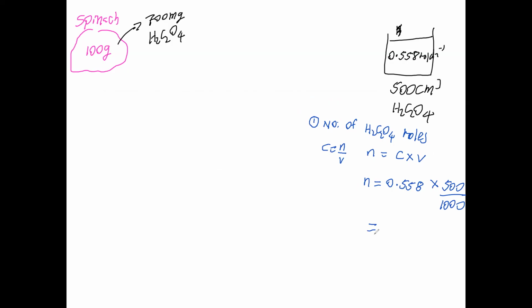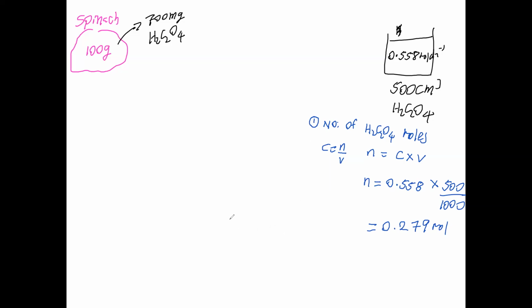So let's see, 0.558 times 500 divided by 1000. Our answer is 0.279 moles. We don't need the number of moles. We need the mass. So we know how to convert the number of moles into mass. That's the second thing I'm going to do.